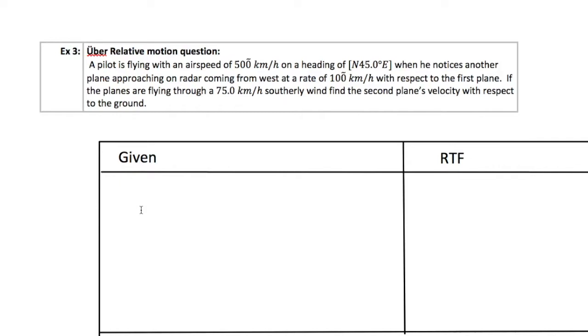A pilot is flying with an airspeed of 500 kilometers per hour on a heading of north 45 degrees east when he notices another plane approaching on radar coming from the west at a rate of 100 kilometers per hour with respect to the first plane. If the planes are flying through a 75 kilometer per hour southerly wind, find the second plane's velocity with respect to the ground.